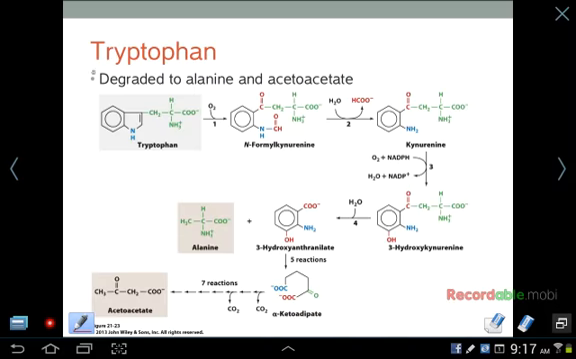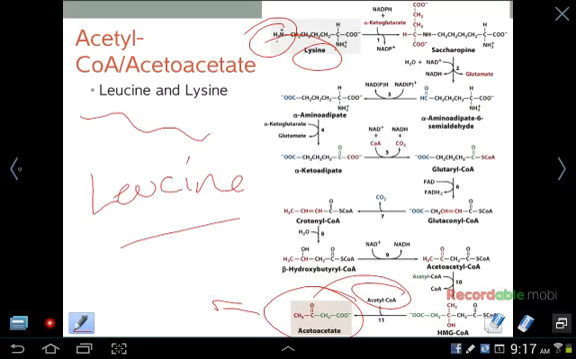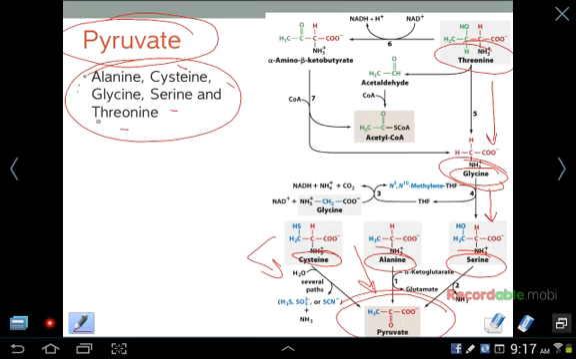Alrighty. Tryptophan is degraded to alanine and then to acetoacetate. So we start out with tryptophan, go through 4 reactions to receive a side product of alanine and 3-hydroxyanthranilate. Anthranilate through 5 reactions is formed into alpha-ketoadipate, and then we have 7 reaction steps to form acetoacetate. Alright, and then alanine, remember, can be further degraded in order to form pyruvate.